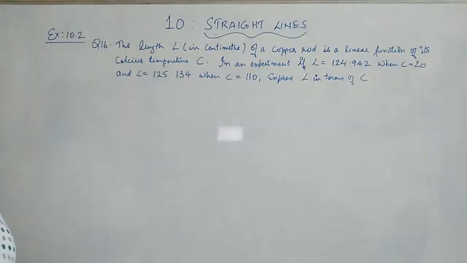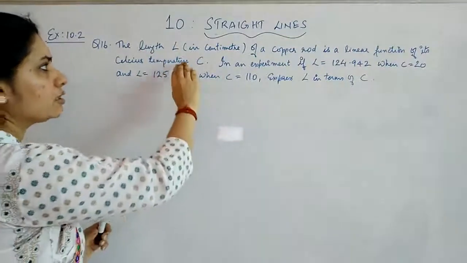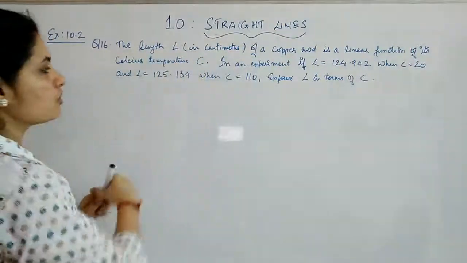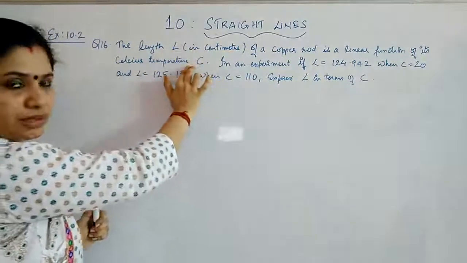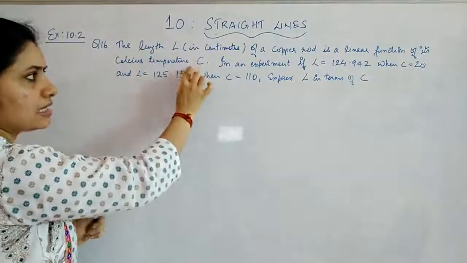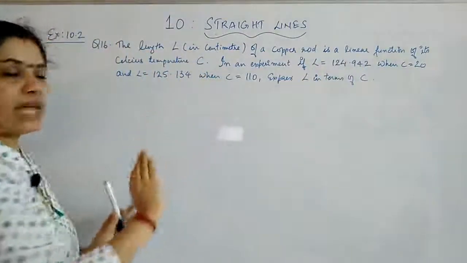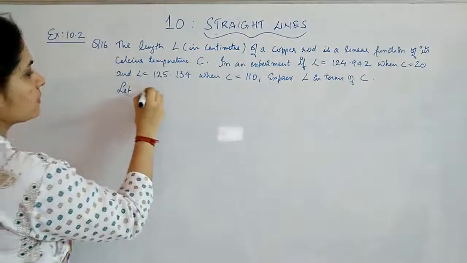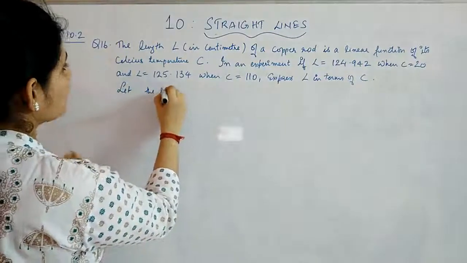Okay, so what we will do is, the length in centimeters is depending on temperature. So suppose we take this as one variable and this as another variable, say this is y and this is x. You can just say that you have been given 2 points like x1 y1 and x2 y2.